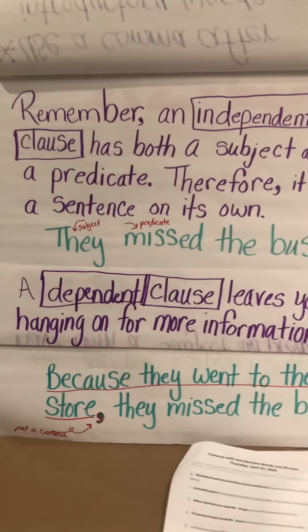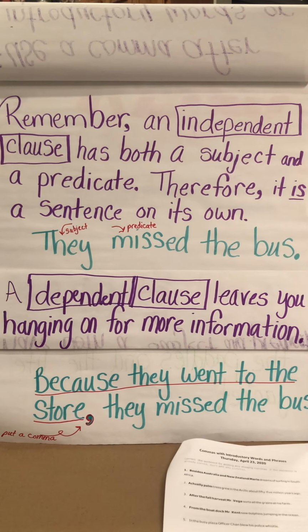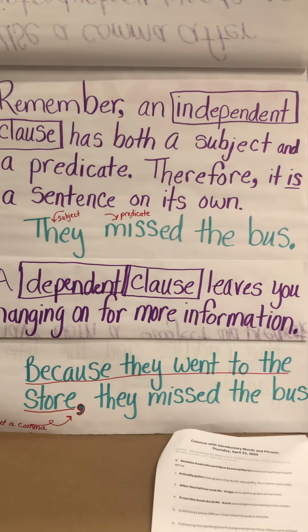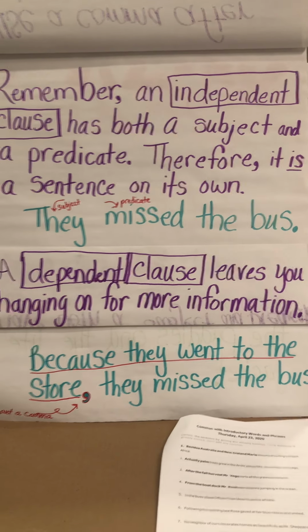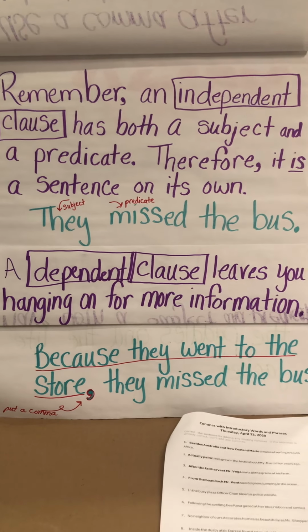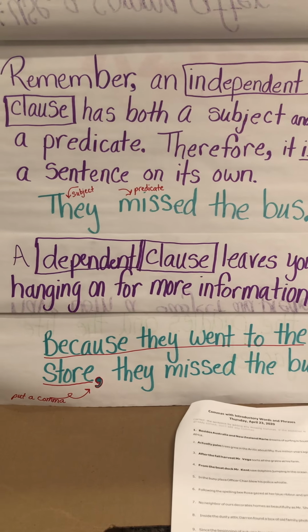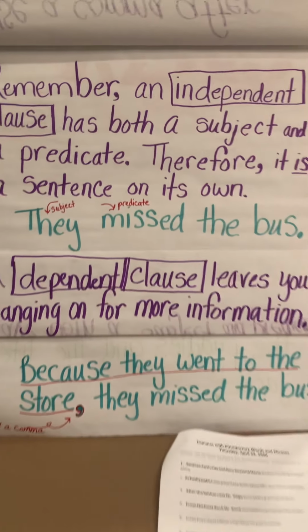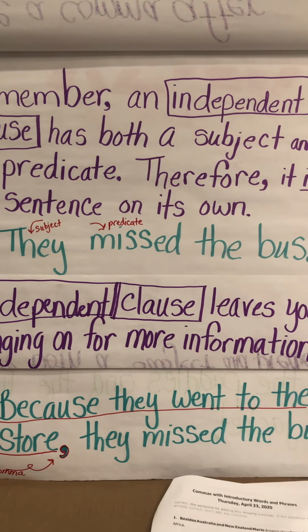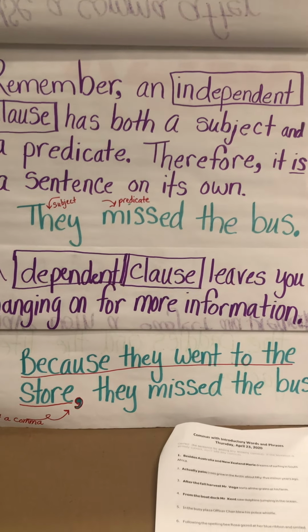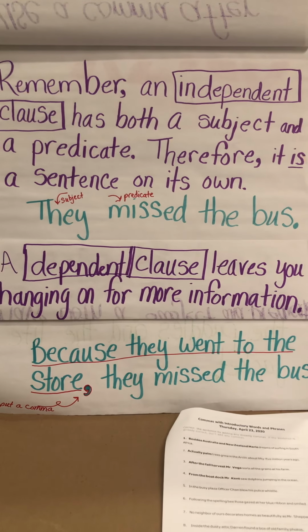Okay, so we've talked about independent clauses. An independent clause means it's independent. It can stand by itself as a sentence. It has both a subject and a predicate, therefore it is a sentence on its own. So I have a sentence here that says they missed the bus. Okay, who are we talking about? They. What did they do? Missed the bus. Missed is my predicate.